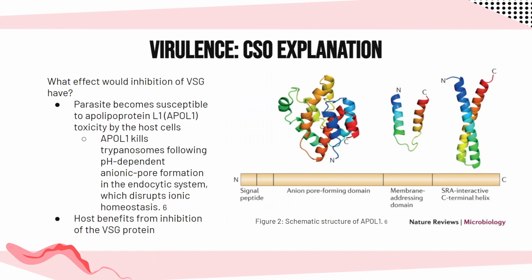If we were to inhibit VSG, the parasite would become susceptible to APOL1 toxicity from host cells. APOL1 disrupts ionic homeostasis, leading to trypanosome death. Inhibiting VSG would benefit the host while harming the parasite.